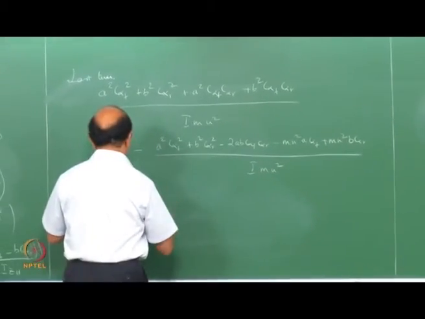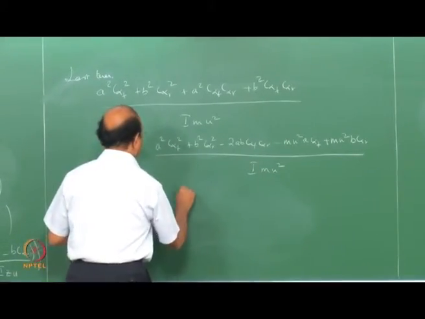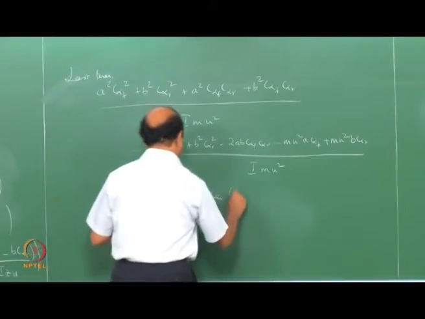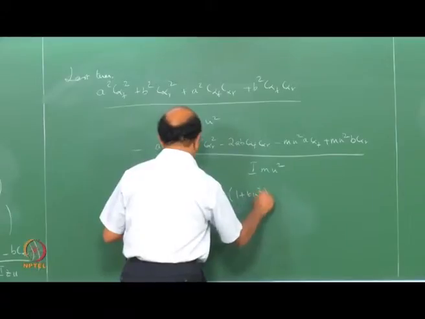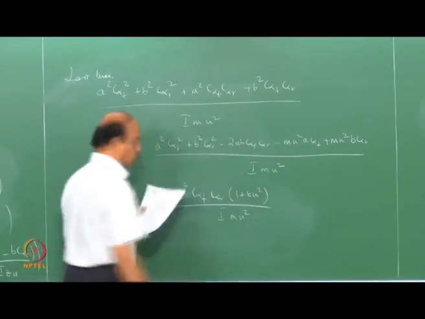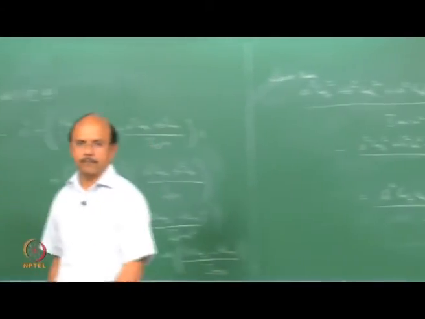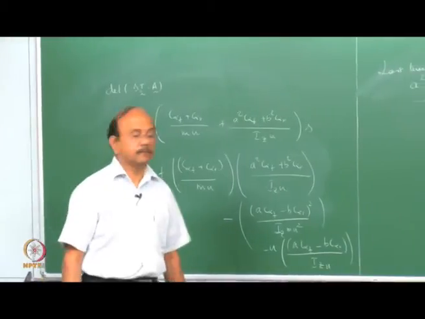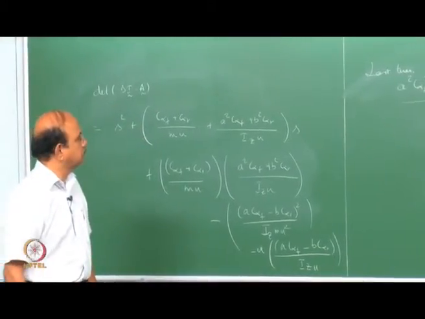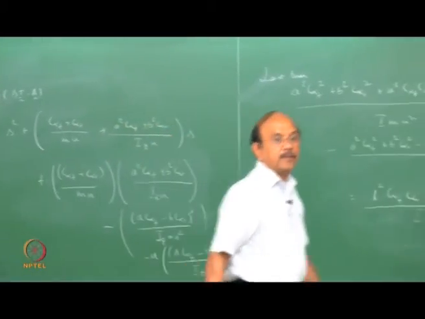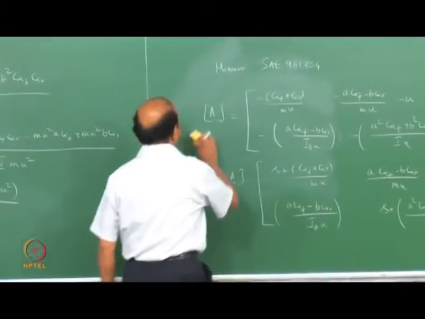Ultimately, this happens to be L squared C alpha F C alpha R into 1 plus K U squared by I M U squared. Right? Check. Clear? Okay, you have to bear with me till we finish all this.